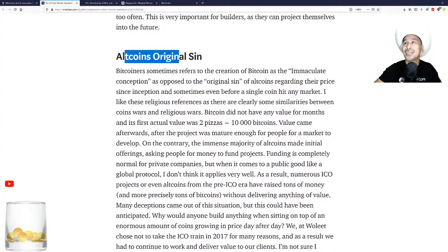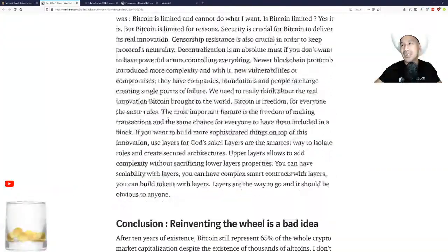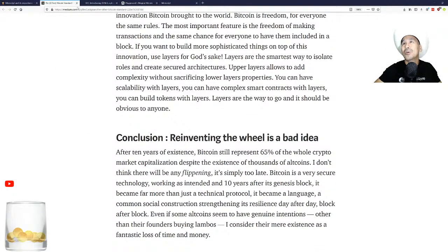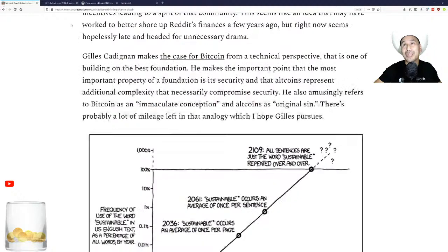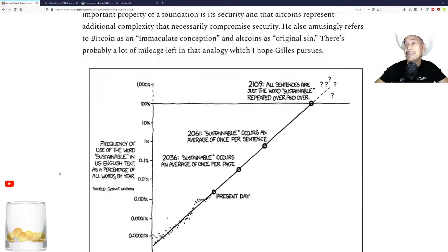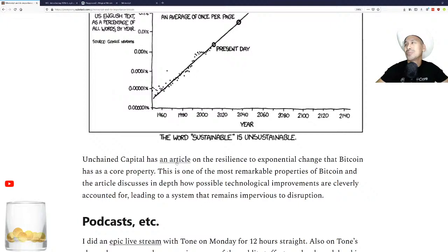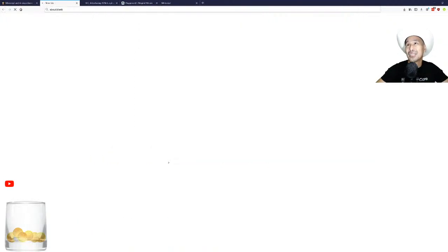It's interesting that he says all coins have an original sin. It's a way to reference the fact that they're all in it to make money, right? It's a way to print their own money, and as a result, reinventing the wheel is a bad idea. Therefore, Bitcoin is superior because it's not trying to. It's already been invented, and it's a very solid platform. So that was interesting.